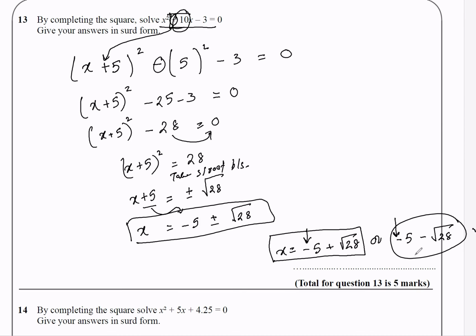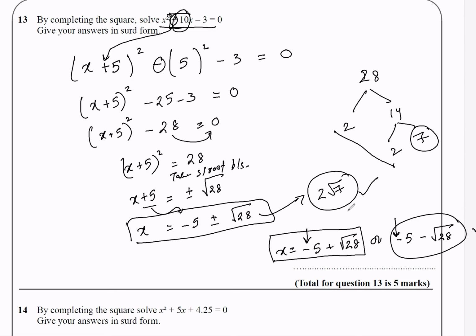You can write it in simplified form, you can write it as 2 root 7 also. Let's check. 28 can be 2 times 14, 2 times 7. It means 2 is out and 7 stays inside, right? So root 28 can be written as 2 root 7 also. Correct. Copy this.